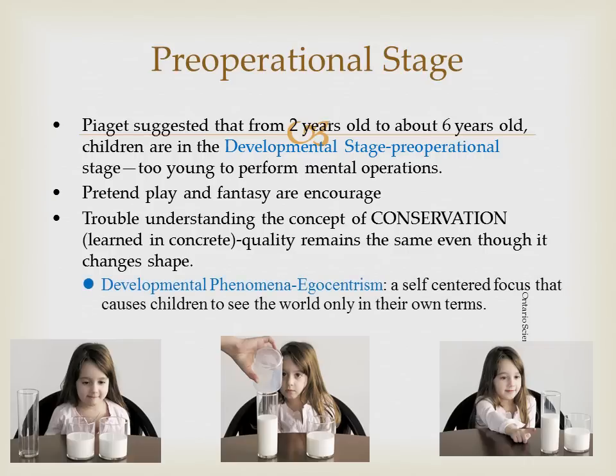The developmental phenomenon that's occurring at this point in time is egocentrism, which is that they're very self-centered and they only see the world from their point of view. So if you ever saw a 2-year-old or a 3-year-old standing right in front of the TV and you say, hey, move out of the way, they really think that you can see through them because they don't understand other points of view.